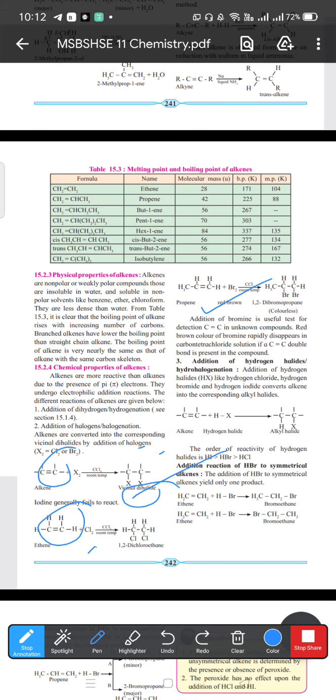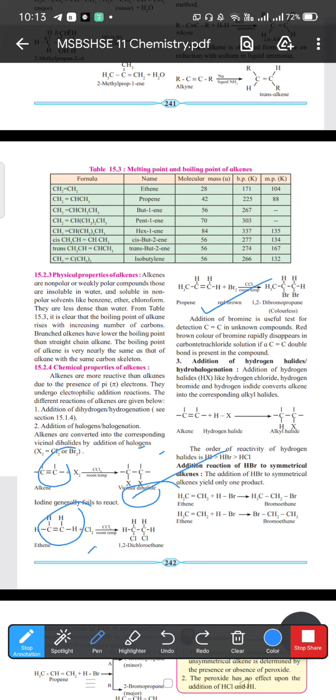Addition of hydrogen halides is also called hydrohalogenation. So addition of hydrogen halides HX, like hydrogen chloride, hydrogen bromide and hydrogen iodide, converts alkenes into the corresponding alkyl halides. Now here, when an alkene combines with HX, a hydrogen halide, it gives an alkyl halide. And the order of reactivity of hydrogen halides is HI greater than HBr greater than HCl.